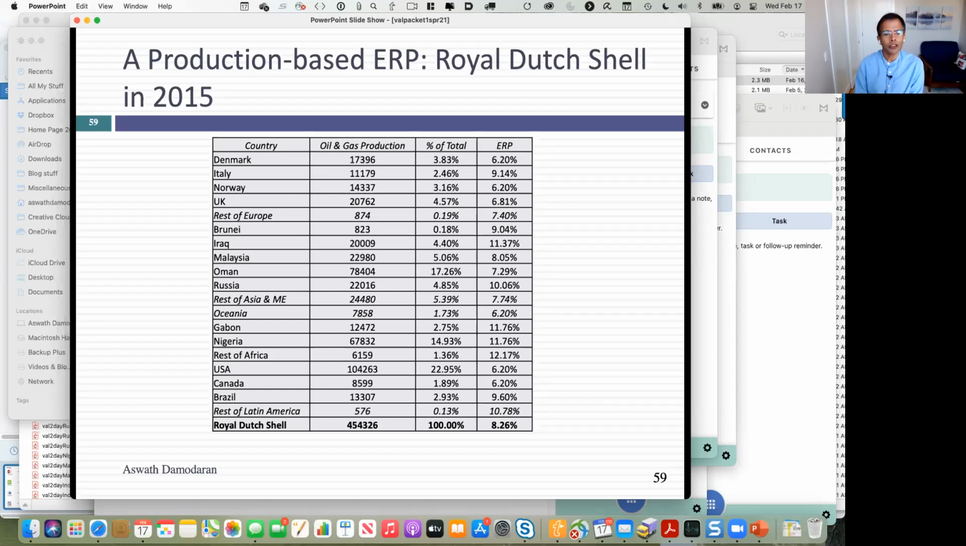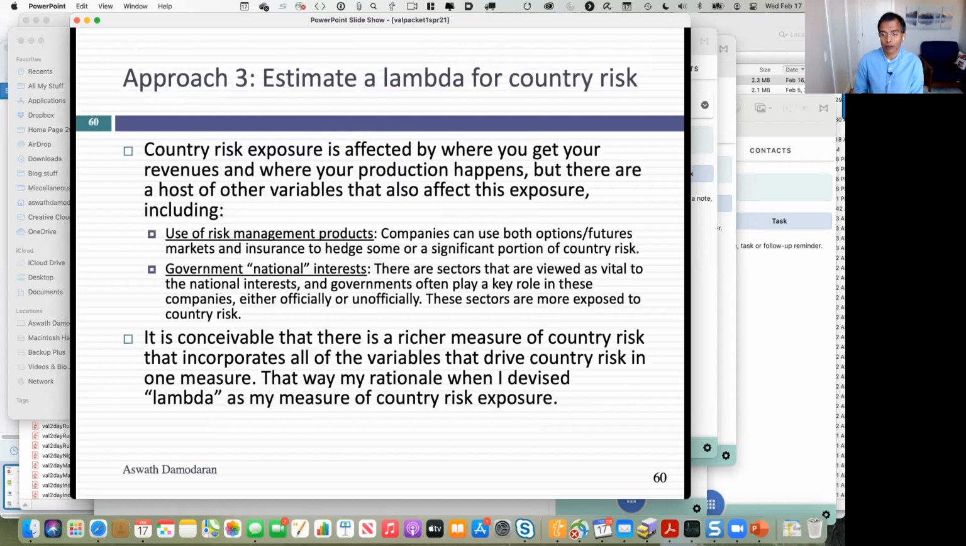So can you use production? Absolutely. Can you use revenues? Absolutely. Can you use both? I don't see why not. Depends on your company. If you're a consumer product company, I'm just going to focus on revenues. If you're a natural resource company, I'm going to focus just on production. If you're a manufacturing company, I might end up somewhere in the middle, because I think both where you get your revenues and where you produce those goods play out in your equity risk premium.